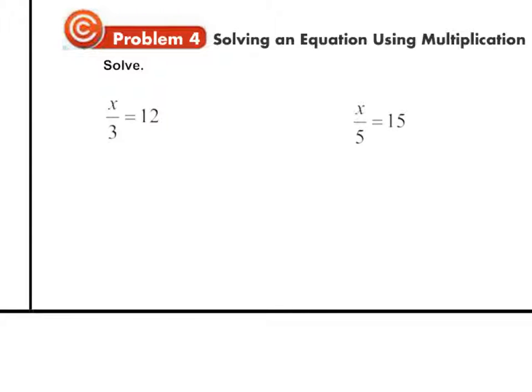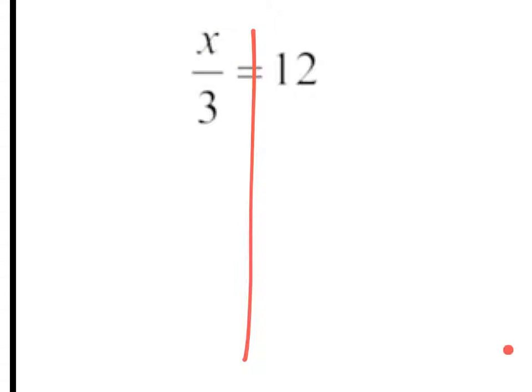When you see this bar, it means division. So you have x being divided by 3. This is at the bottom. So what's the opposite of division? To get rid of division, we multiply by that number on both sides. It's being divided by 3, so I'm going to get rid of it by multiplying by 3 on both sides.